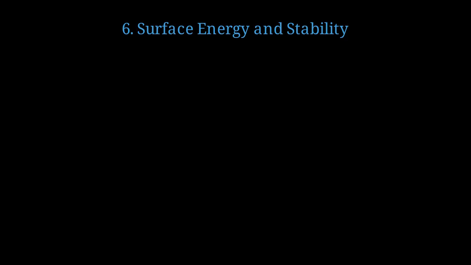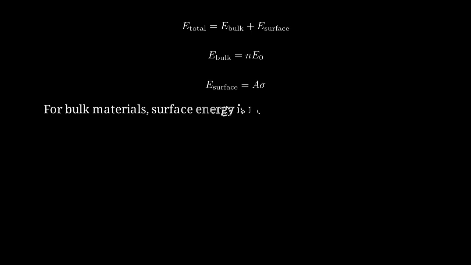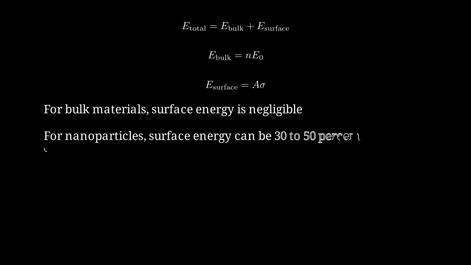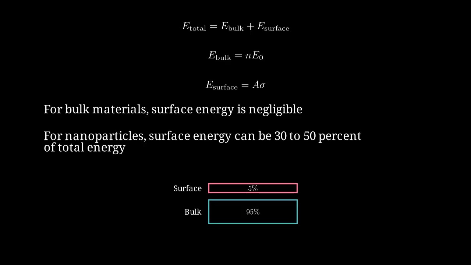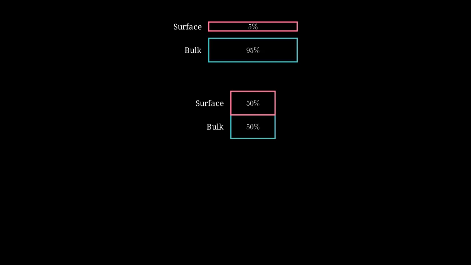Surface energy becomes a dominant contribution to total energy at the nanoscale. Total energy equals bulk energy plus surface energy. Bulk energy scales with the number of atoms N times the cohesive energy per atom. Surface energy equals surface area times surface energy density sigma. In macroscopic bulk materials, surface energy is completely negligible compared to bulk energy. But in nanoparticles, surface energy can represent 30 to 50% of the total energy. In macroscopic materials, bulk energy dominates at 95% with only 5% from surface. In nanoparticles, surface and bulk contributions become comparable, each around 50%.